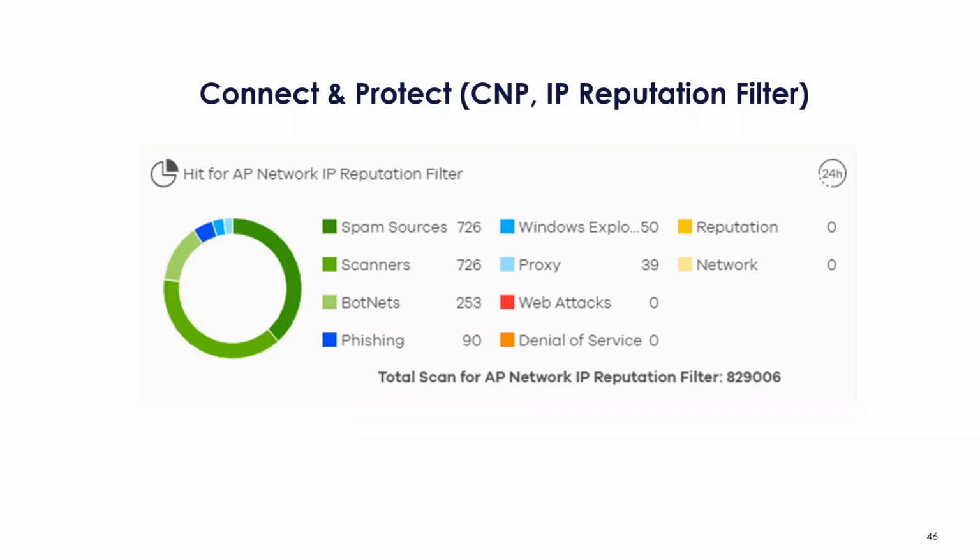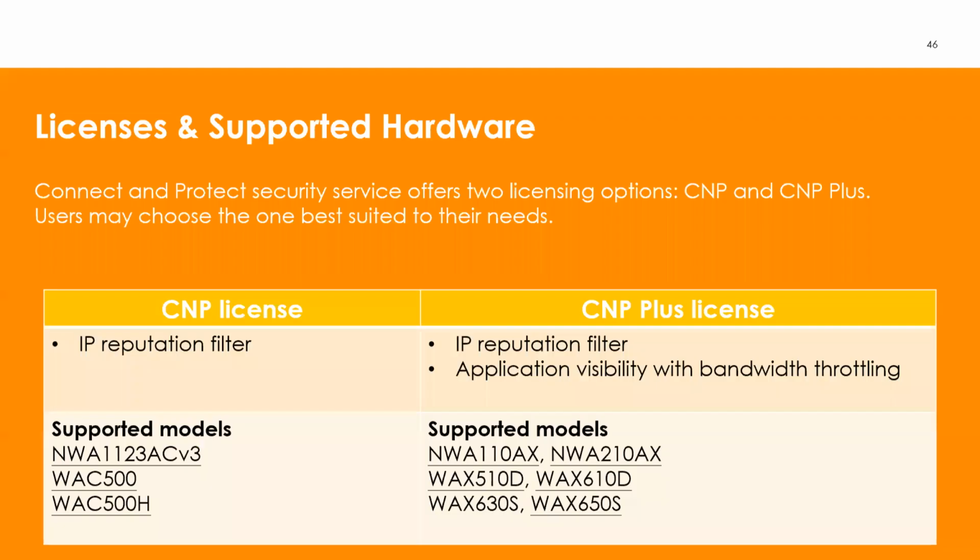So we will then block traffic based on that. So you can see here the categories. We can block sources of spam. We can block network scanners. We can block botnets, phishing IP addresses, proxy networks, all sorts of things like that. So that's done there. And again, it's on a per AP basis.